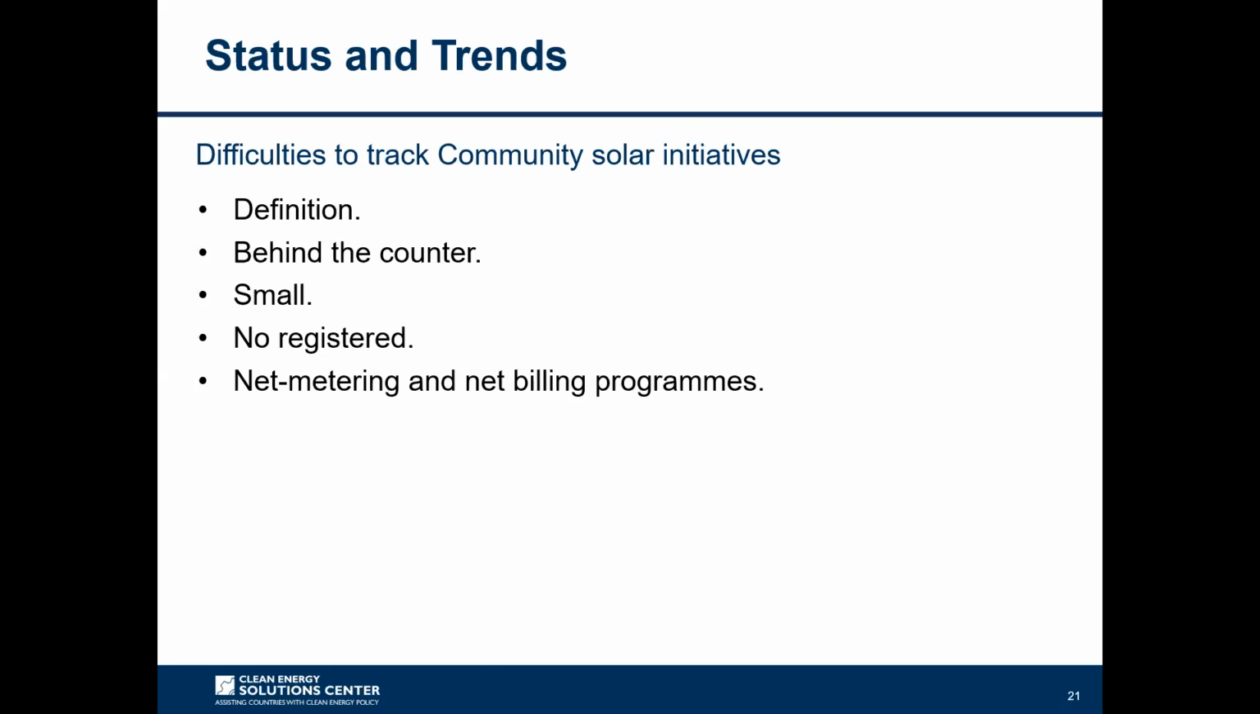In addition, many of these projects are happening behind the counter. They are small, they are not tracked, and there is not any registry. Furthermore, community solar is being deployed mainly under the net billing and net metering schemes. There is an increasing number of countries approving this kind of regulation at national level. Without considering the projects that are developed with the main goal to provide access to energy in less developed countries, we can say that solar community is mainly happening in North America, Europe, and Australia.